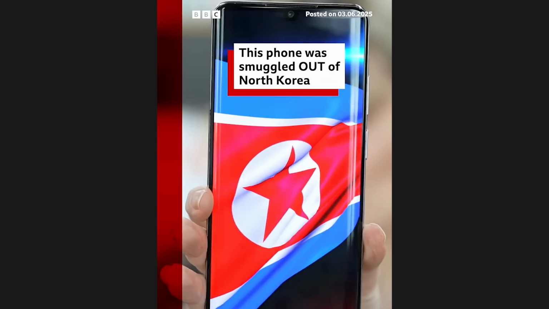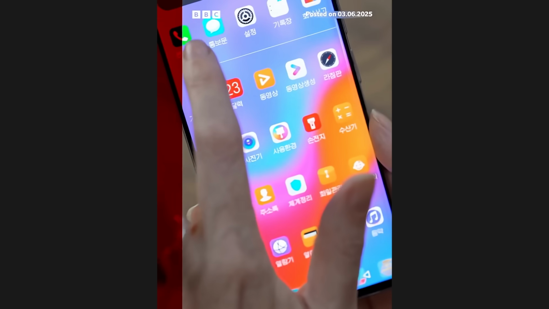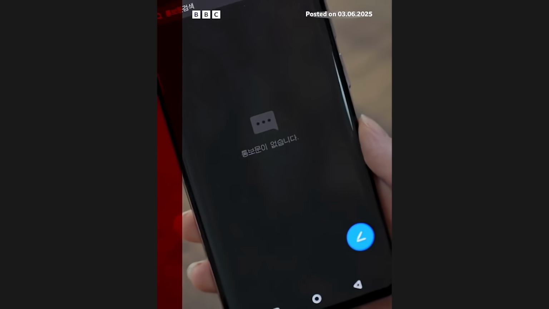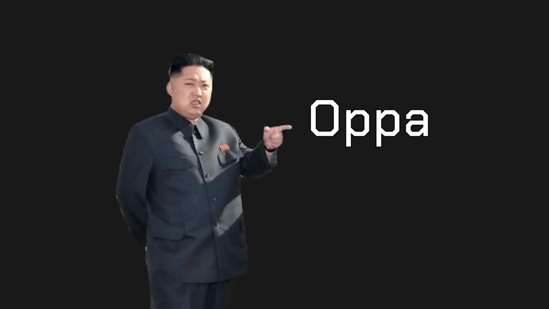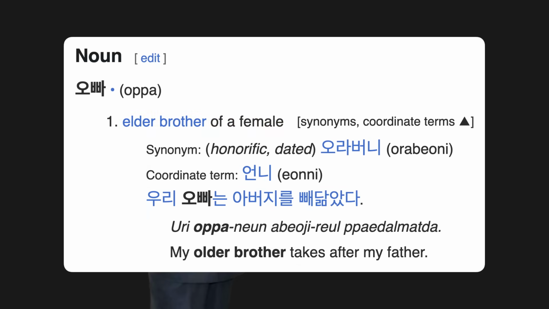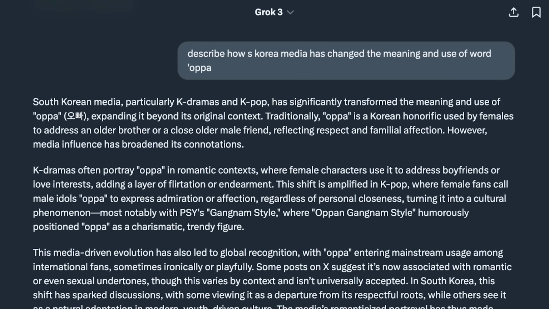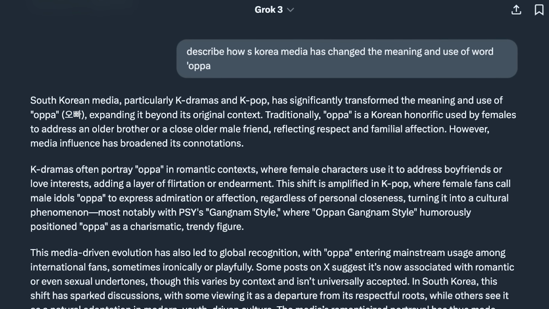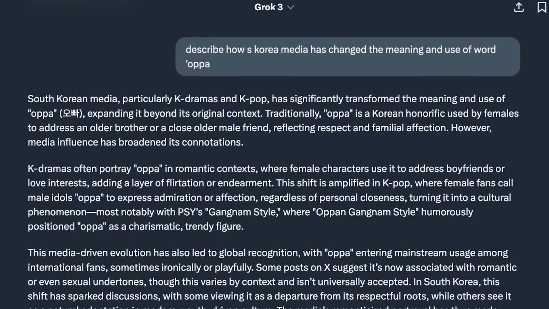The device, of course, has no internet access, but it does come with a messenger app, which has some strange censorship features. Kim apparently doesn't like people using words popularized by South Korean media, one being oppa. Its dictionary definition in Korean is older brother, but thanks to K-dramas and K-pop, its meaning has broadened to include male friends and boyfriends, or at least that's how Grok describes it. This isn't really my area, I'm not much for Koreaboo.